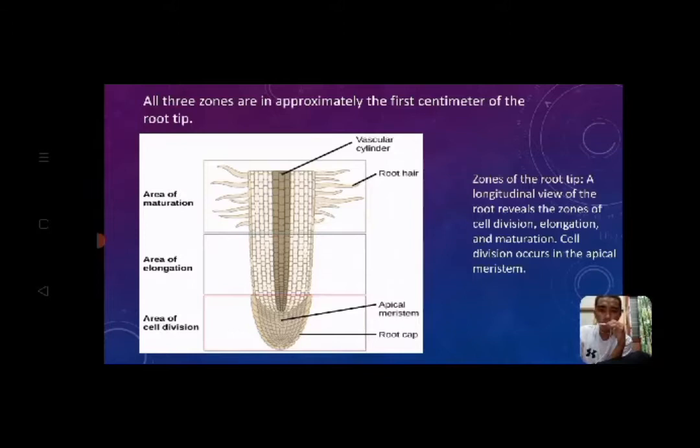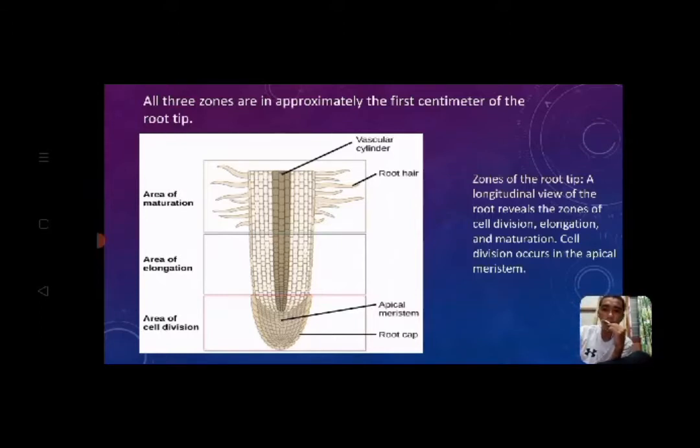Zone of the root tip. A longitudinal view of the root reveals the zone of cell division, and then the elongation and maturation. Cell division occurs in the apical meristem. So, this picture guys, kita na itong tulo ka zone niya, which is ang area of maturation kaya naa sa una. And then this area of maturation, makita ang vascular cylinder o ang root hair, no? Ang vascular cylinder mao na siyang pinakatunga jud sa ugat.